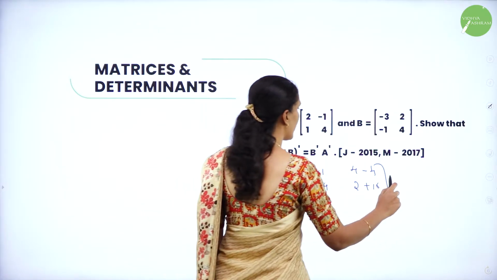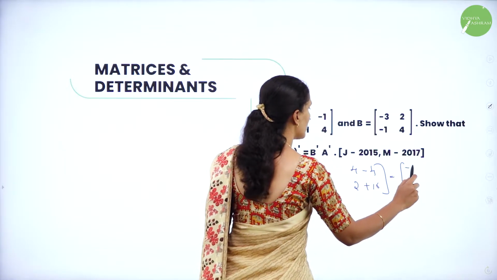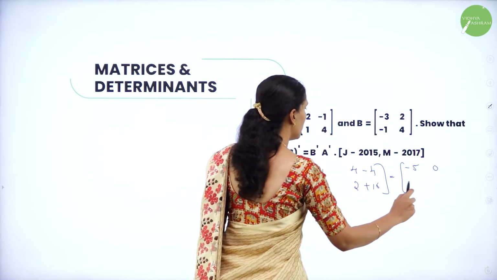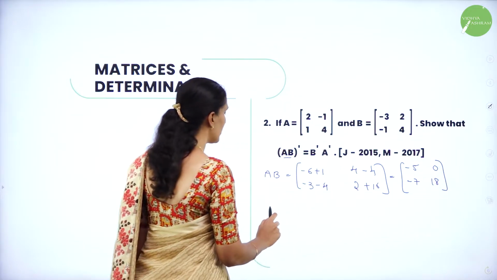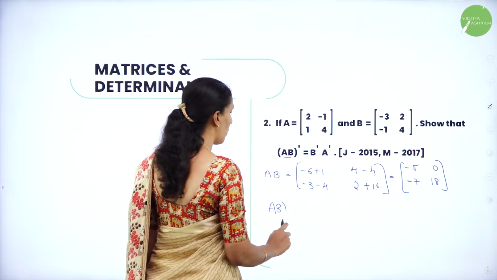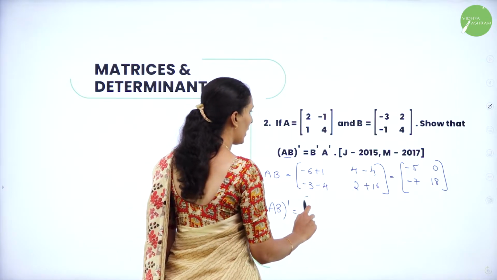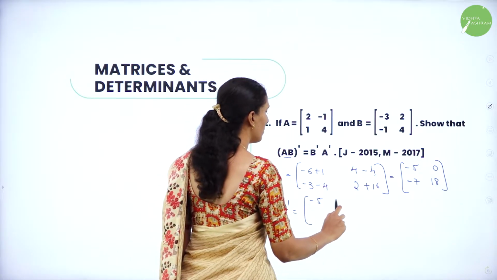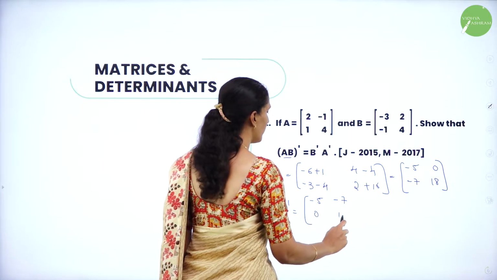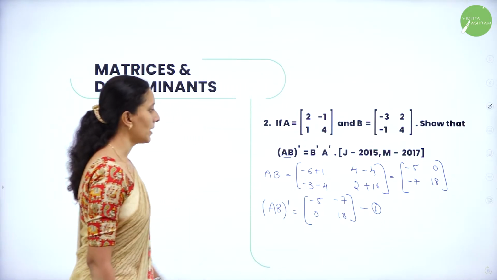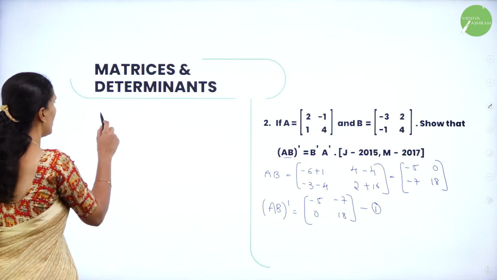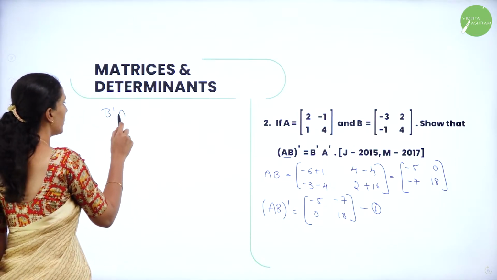So AB we will get as minus 5, 0, minus 7, 8. Let's take the transpose, that is AB whole dash. AB whole dash is minus 5, minus 7, 0, 8. Let me take this as equation 1. Now let's multiply B dash into A dash.